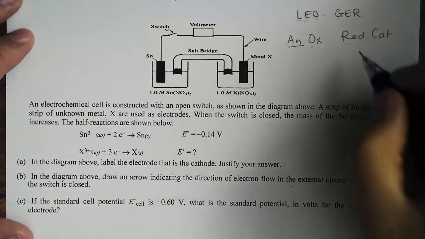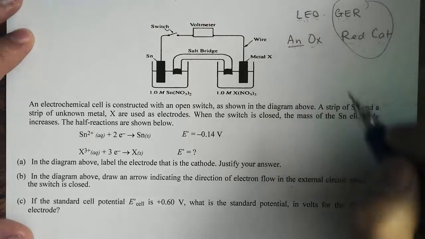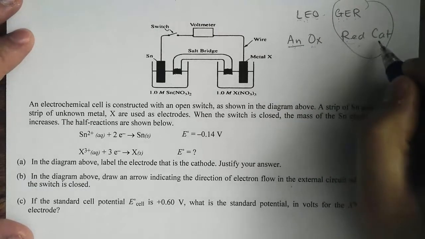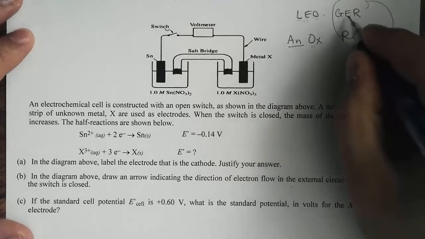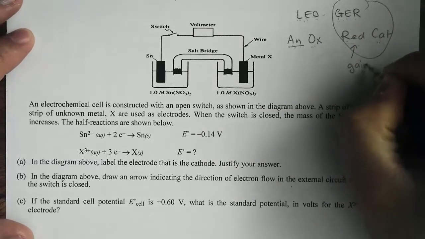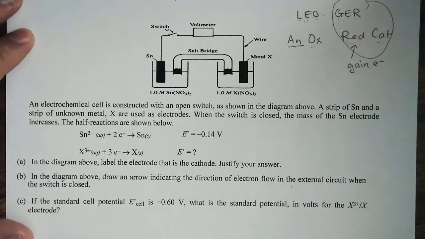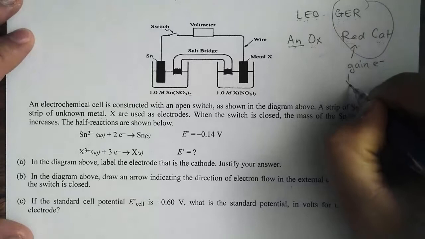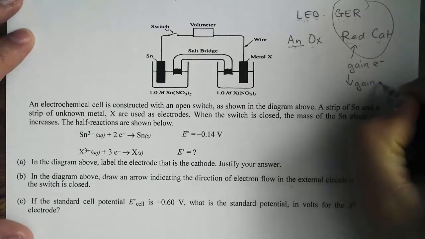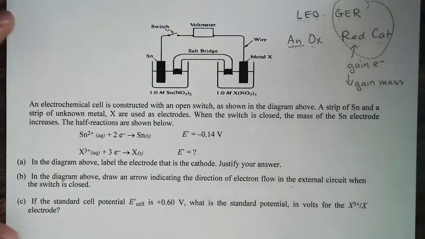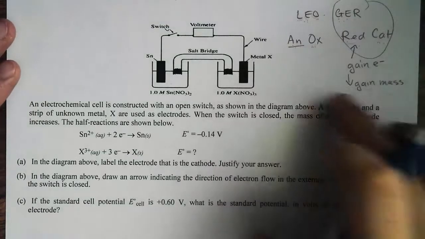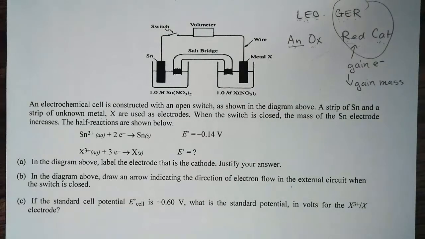What does that mean? When we have reduction in the cathode, you would say that it gains electrons, okay? And when you gain electrons, those gained electrons are going to interact with the metal ions. Of course, that would result in a gain in mass. So keep that in mind, okay? That's all you need to know when we're starting any electrochemistry problem. So let's go back to this problem.